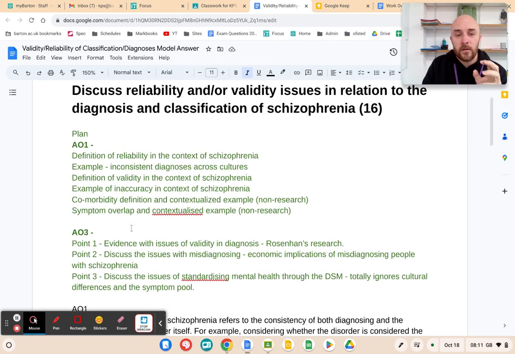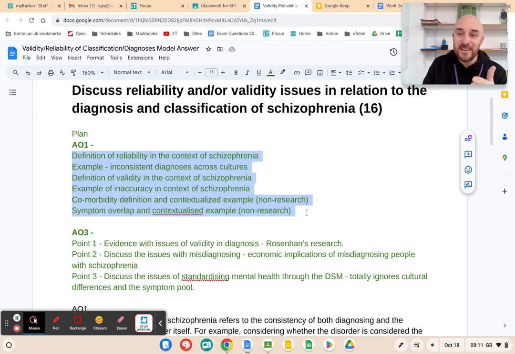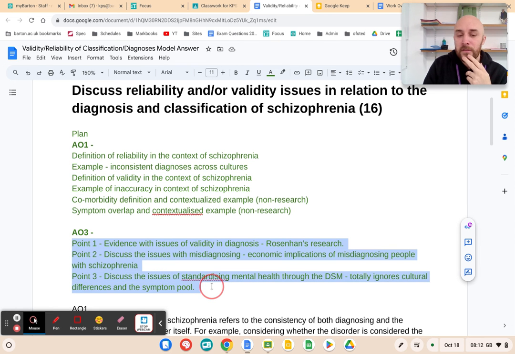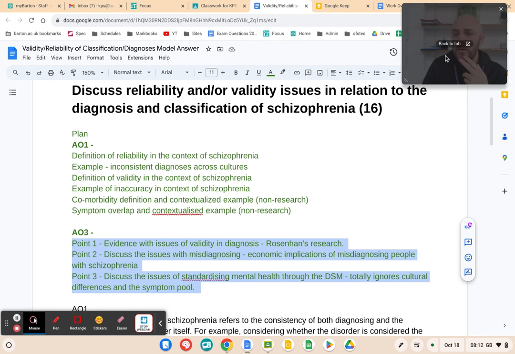So you've got this AO1 just here. Remember, AO1, you want to be talking about validity and reliability ideally, and then as many of the 4 things: comorbidity, symptom overlap, culture, and gender bias. And then you've got AO3, which I think are quite broad, quite nice.